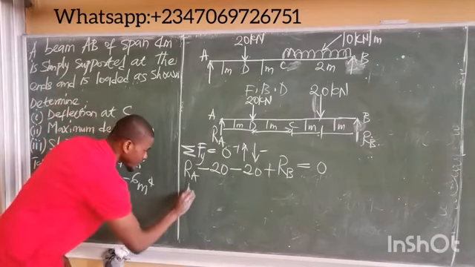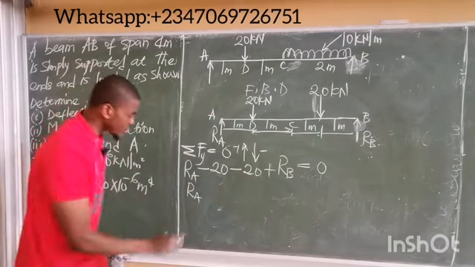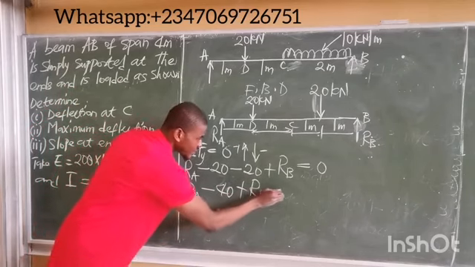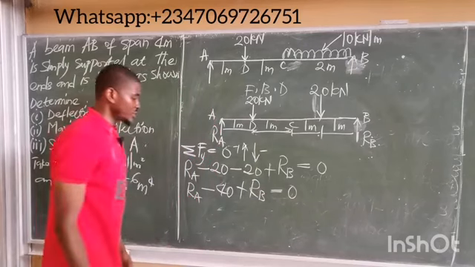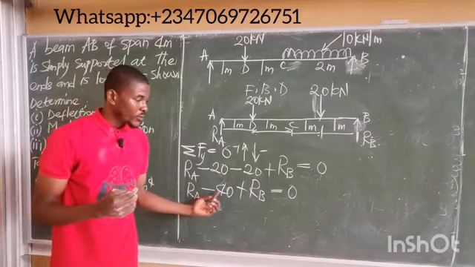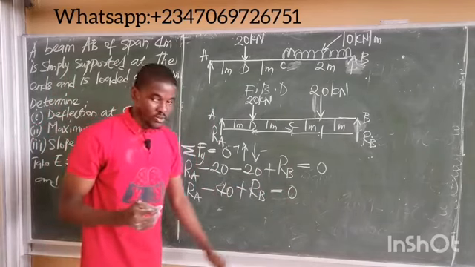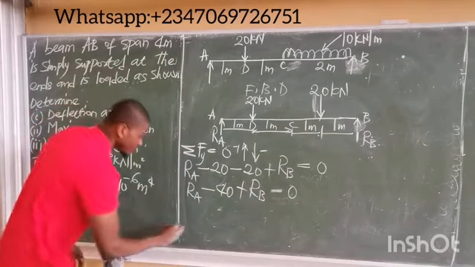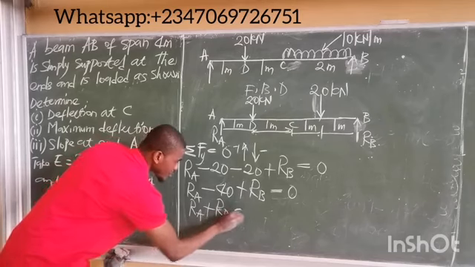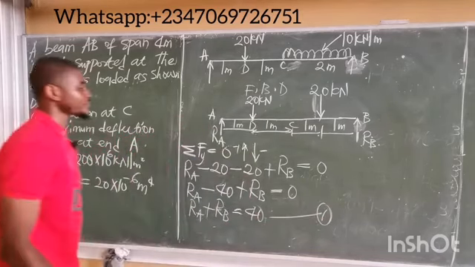So we have RA minus 20 minus 20, which gives minus 40, plus RB, equal to 0. We send minus 40 to the other side of the equation, and the negative sign becomes positive. So I'm left with RA plus RB equals 40. Let's call this equation 1.